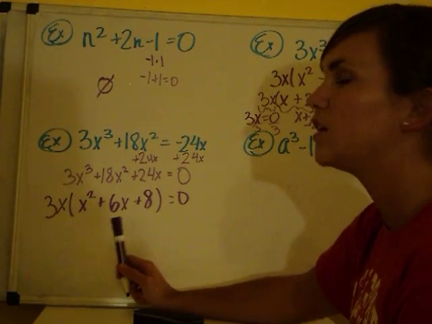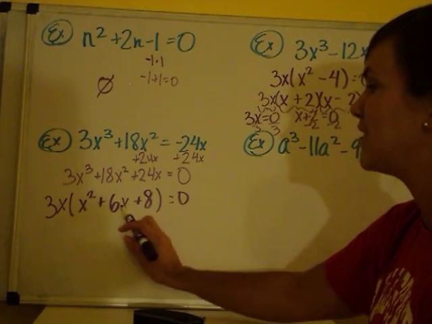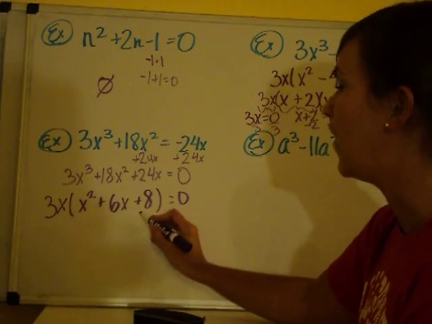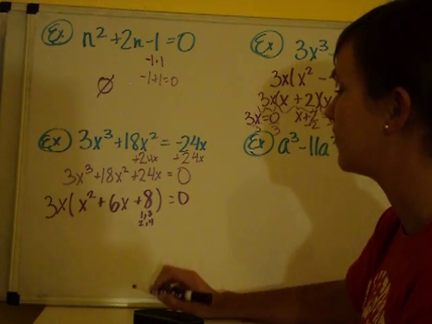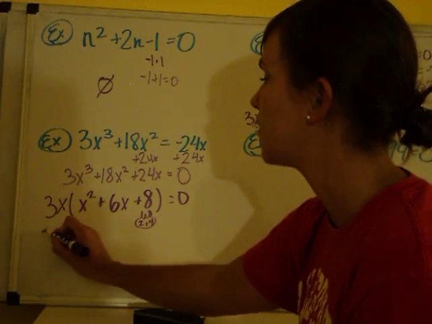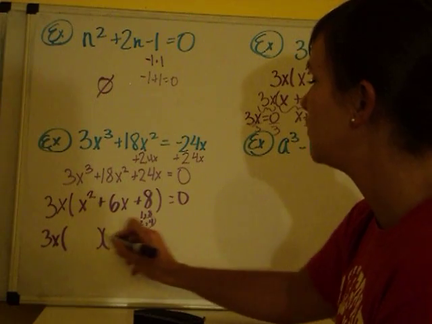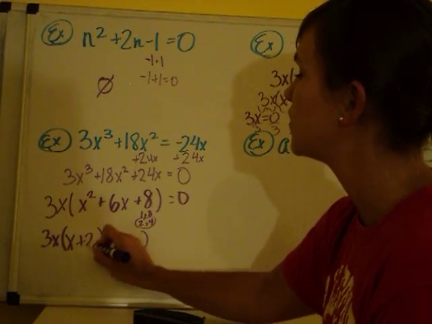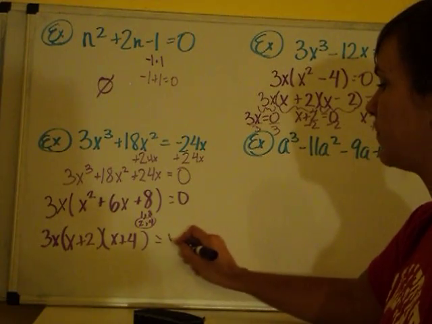So moving on, we're going to use our product sum. What multiplies together to be 8 that adds to 6? Well, for 8 we have 1 and 8. We also have 2 and 4. This guy is our winner. So this becomes our 3x has to stay. We have positive 2 and positive 4, so we're going to have x plus 2, x plus 4 equals 0.